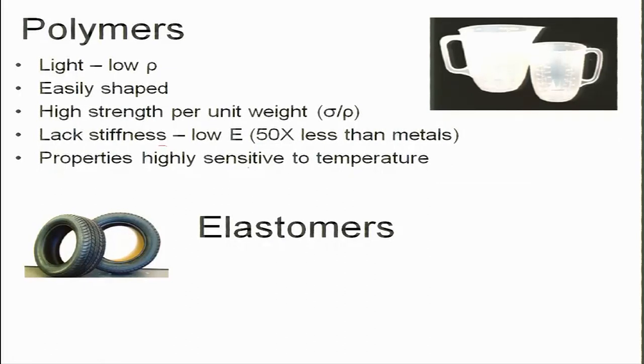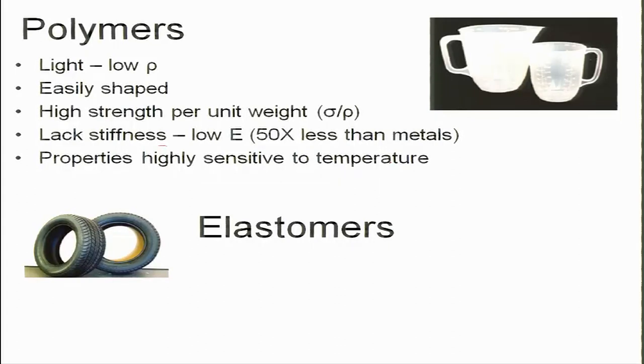But their properties are highly sensitive to temperature because they soften with temperature. Their melting points are lower, so plastics are typically not used for applications wherever you have to subject a material to high temperature. So plastics are typically suitable for temperatures lower than 50 or 100 degrees centigrade, depending on the type of polymer.